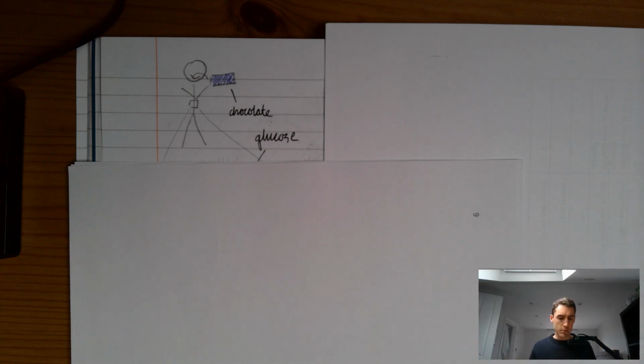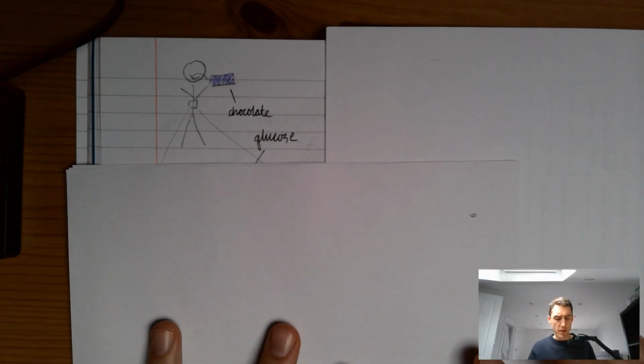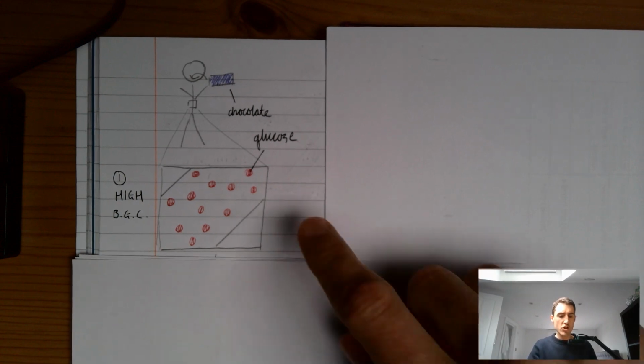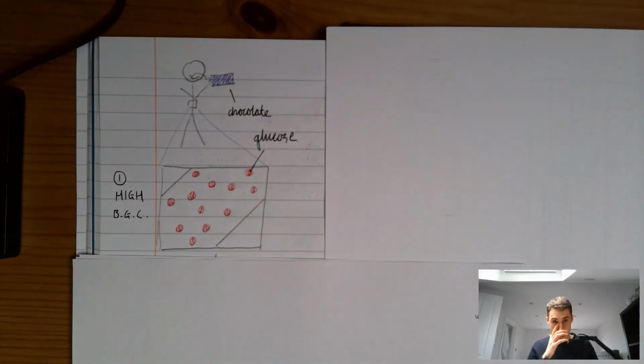So this is an example. A person eats a bar of chocolate. What I'm going to show first is that if you were to zoom in on one of their blood vessels, and I've just drawn it like that. It's maybe not the perfect diagram, but hopefully it's relatively straightforward.